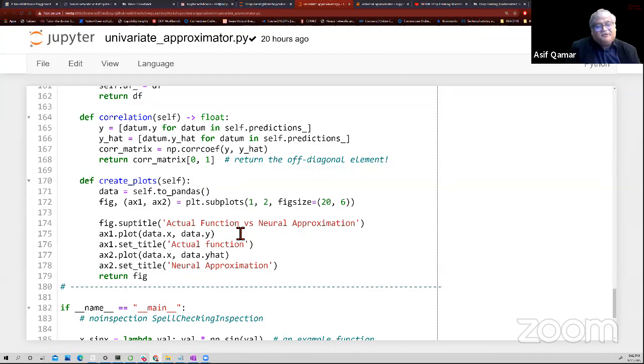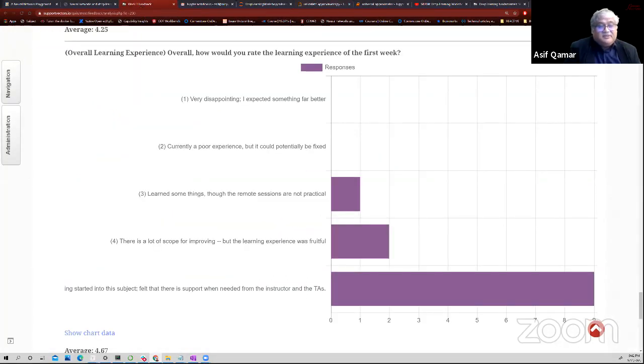Next lab is, of course, nothing to do with theory. We'll completely focus on actually building practical neural networks and solving practical problems on Wednesday. But with that, I would like to emphasize, please do give me feedback.